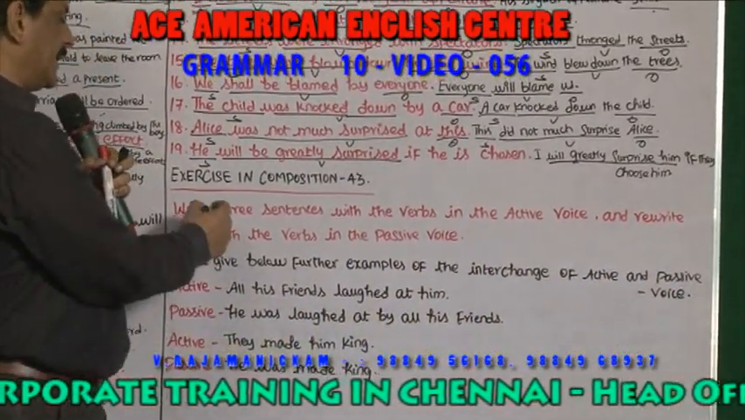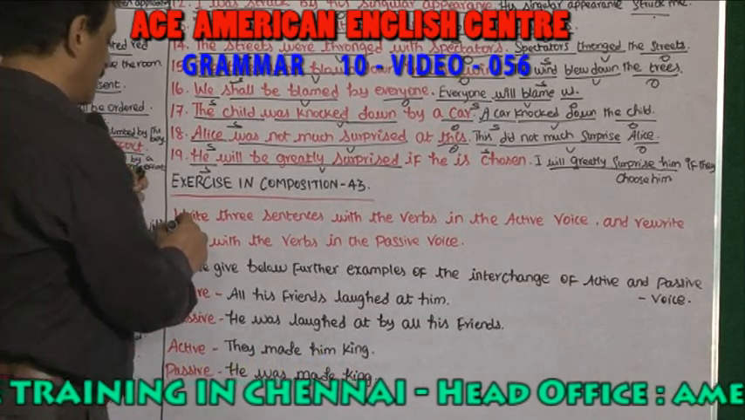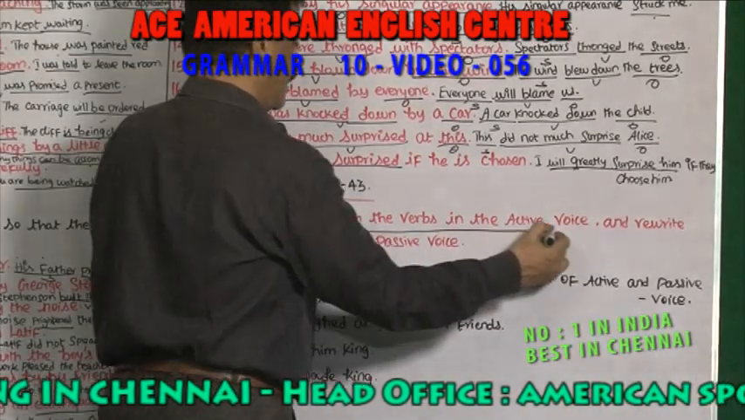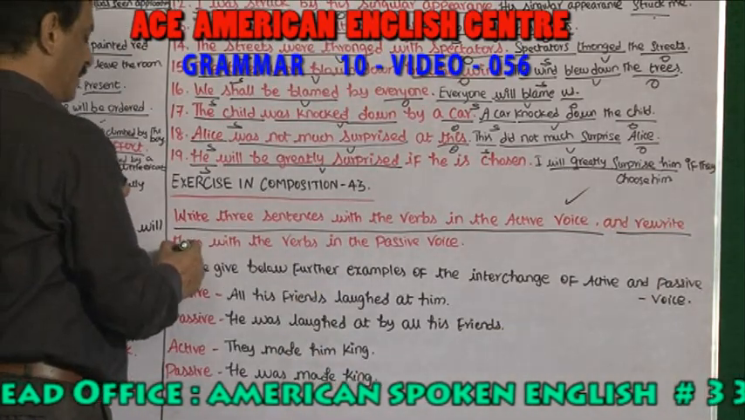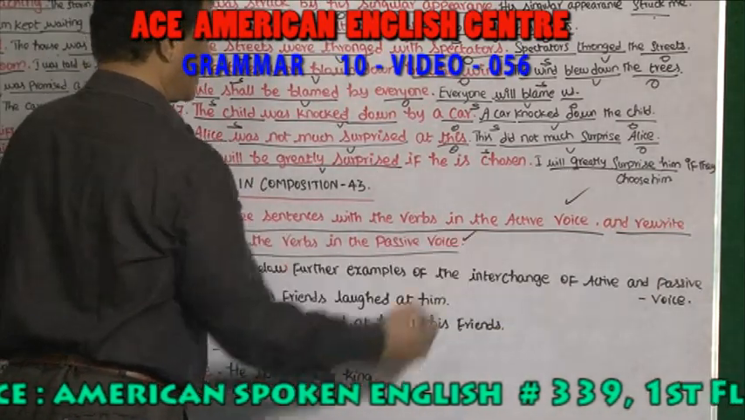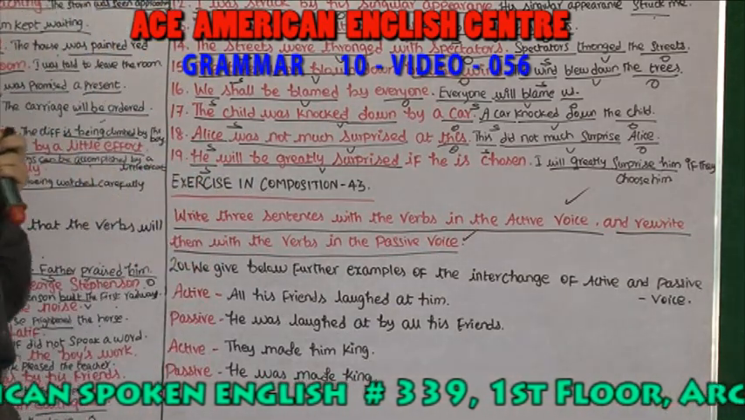Now coming here, write 3 sentences with the verbs in the active voice and rewrite them with the verbs in the passive voice. So with the same verb you have to go in for active and passive voice.